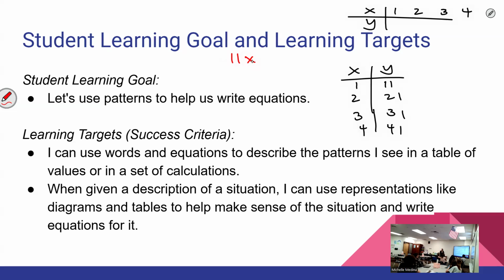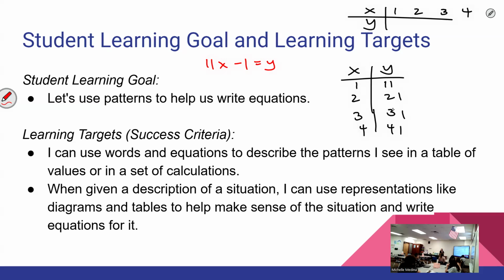Can it be multiple things at once? You can do multiple things to the X. Let me think of any that generated this pattern. Okay, times 11 minus 1. It has to work for all of them, so let's try this one first. Class, what is 11 times 1? 11. What's 11 minus 1? 10. Doesn't work for that one. It does work for 2, but not for that one. But we are getting closer.